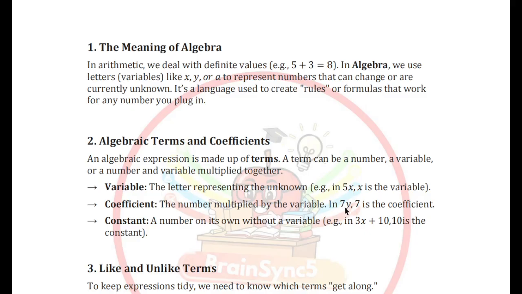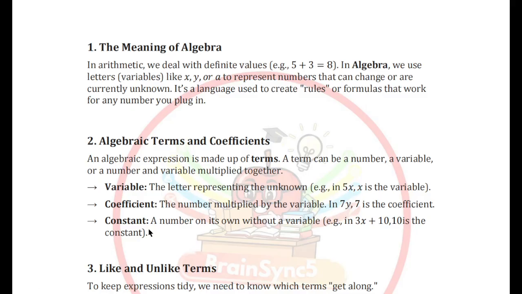So like 7y. The 7 is the coefficient and the y is what? The variable, because it is a letter that is representing an unknown number. So these terms are important to notice because when you go writing in an exam.